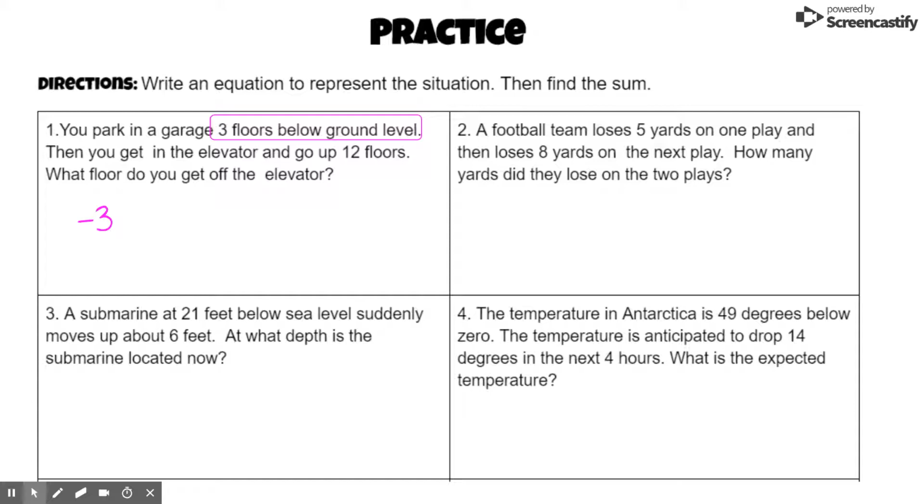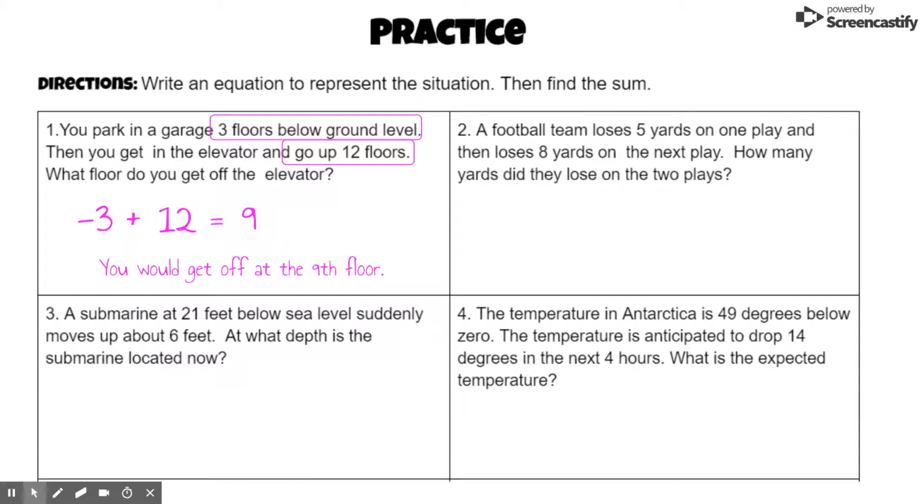Then you get in the elevator and go up 12 floors. So that tells me that I'm going to have a positive 12. I'm adding a positive 12. So I'm going to add these two numbers together using my integer rules and their different signs. So 12 minus 3 is going to give me 9. 12 has a greater absolute value, so my answer is going to be positive 9. So we would get off on the 9th floor.